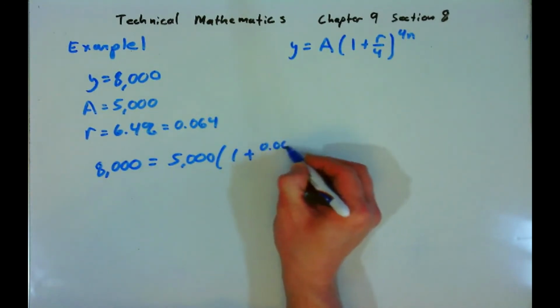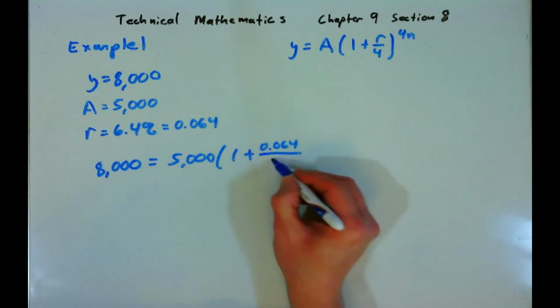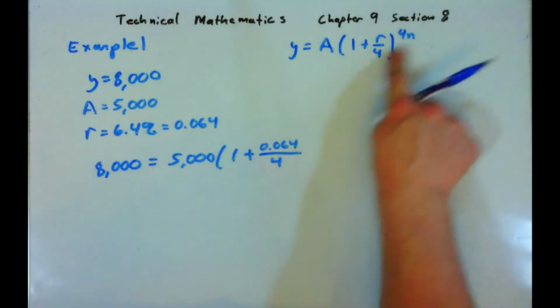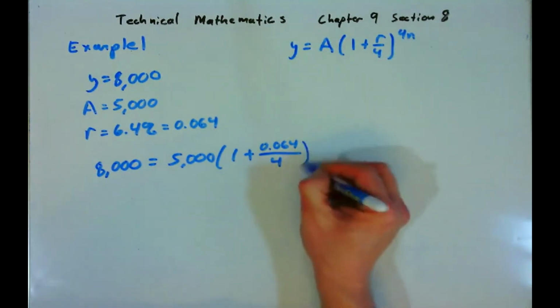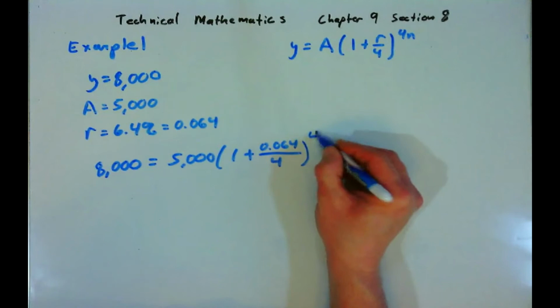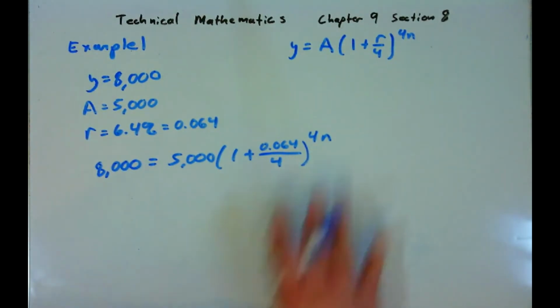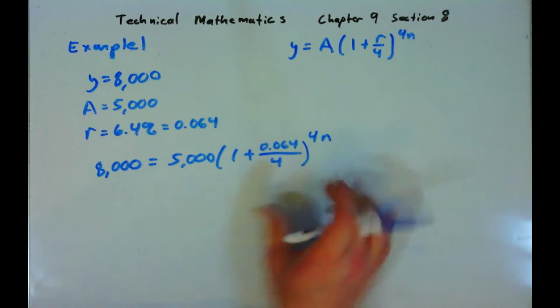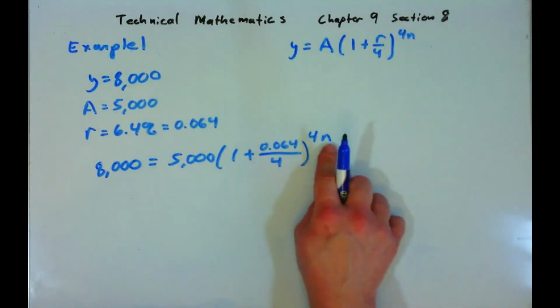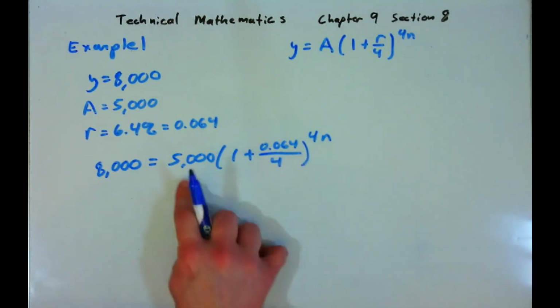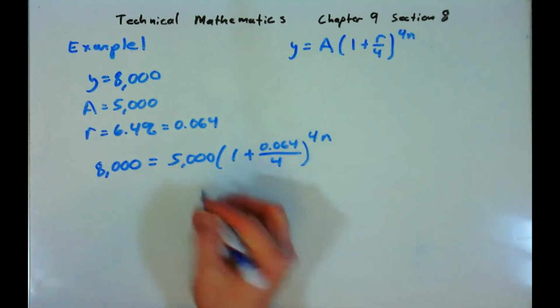The interest rate is 0.064. Our interest is compounded quarterly, so we're using 4 in the formula. And we want to solve for n. That is how many years. n is the number of years that passes. So how many years does it take? And so to solve for n, our goal is to get n by itself. We could use logarithms to get the exponent out as a multiplier, but before I do that, I need to get rid of the 5,000.